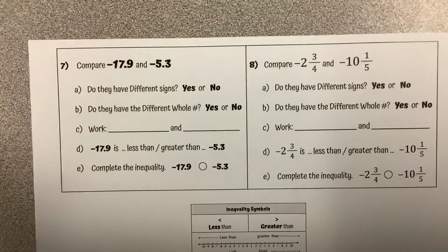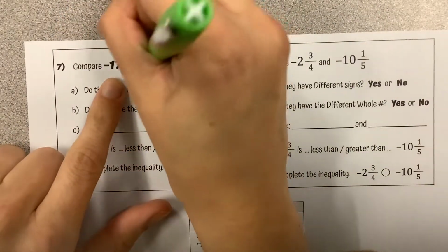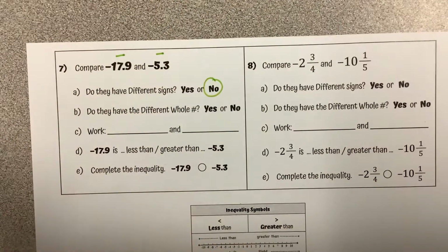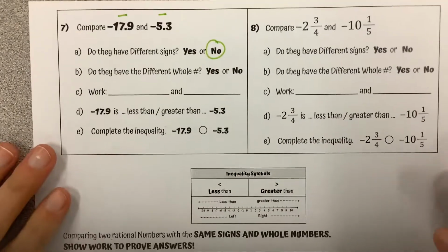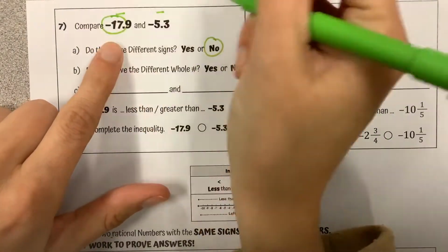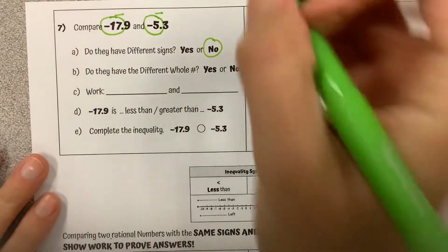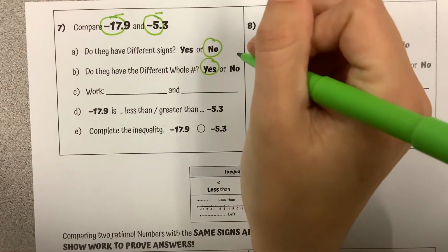Okay, 2 more like that. Looking at our signs, we have a negative and a negative. So no, they aren't different. They are both negatives. Can't use that to compare. Do they have different whole numbers? Well, we have negative 17 to the left of our decimal. We have negative 5 to the left of our decimal. So yes, those whole numbers are different.